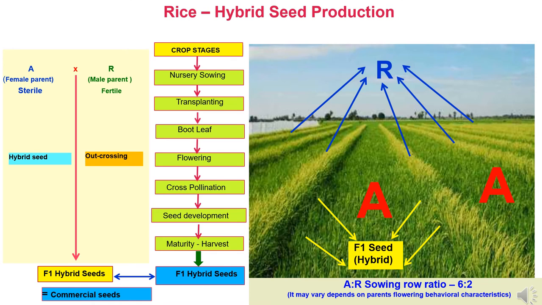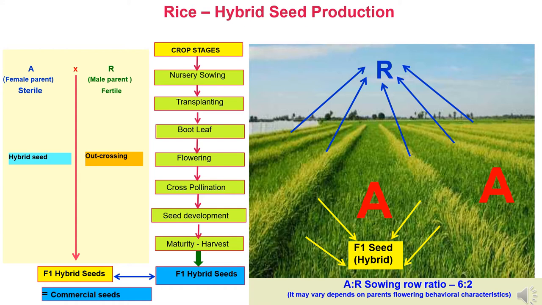Here we have shown the mechanism of hybrid seed production in rice. Here also R line and A lines are used. And generally the female to male row ratio followed is 6:2. Female is a sterile parent and male is fertile, and outcrossing takes place through wind movement. In case of rice, the pollen is bulky, so supplementary pollination is followed to maximize the outcrossing.